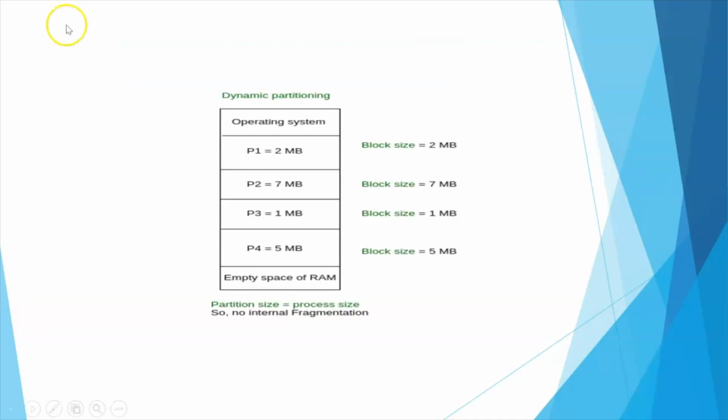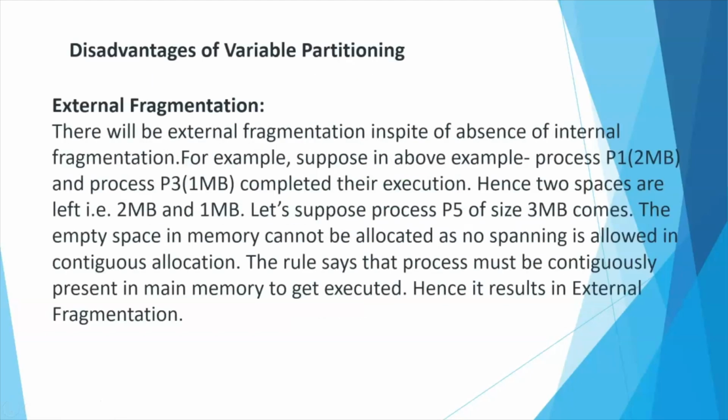For example, suppose processes P3 and P1 complete their execution. So 3 MB space is available in the memory. And when a process P5 comes with the need of 3 MB, we cannot allocate process P5 into this memory because it is not continuous. We cannot span the memory location.